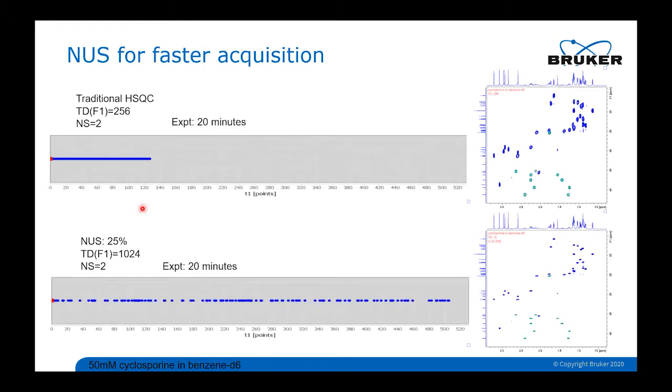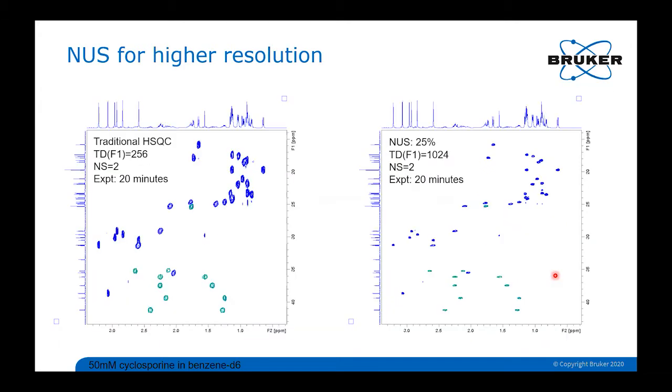So now if we want to go out to 4 times as long and acquire only 25% of these points, we're still acquiring the same total number of FIDs. So in this case, we have the same acquisition time, 20 minutes in both cases. But now the one where we did the NUS, we have a much higher resolution. And just zooming into these a little bit more so you can see that improvement.